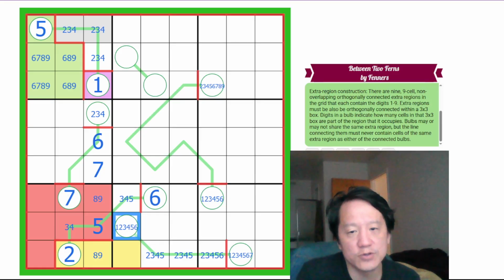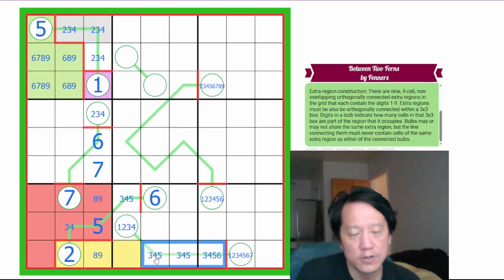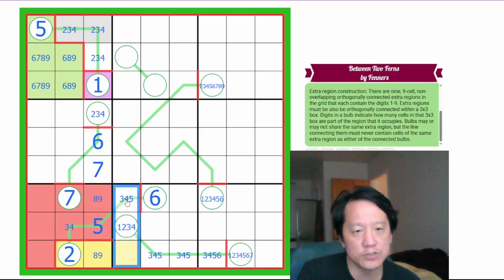That's interesting. It cannot be 6 here. This can't be 5 because of 5 in the row. These can't be 2 anymore because of 2 in the row. Yellow cannot go here. Because if it goes here, these would be part of the same region. So yellow has to do something funky like go out there, and then this is part of the same region. I guess, so then yellow has to go out here.